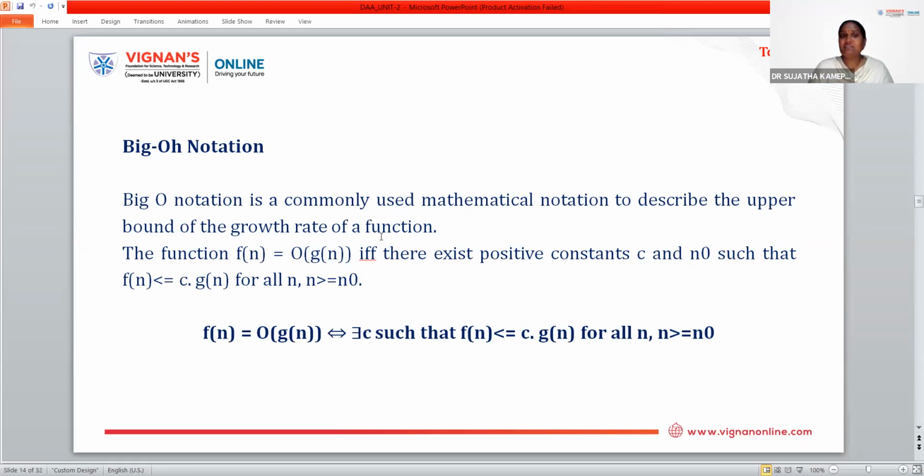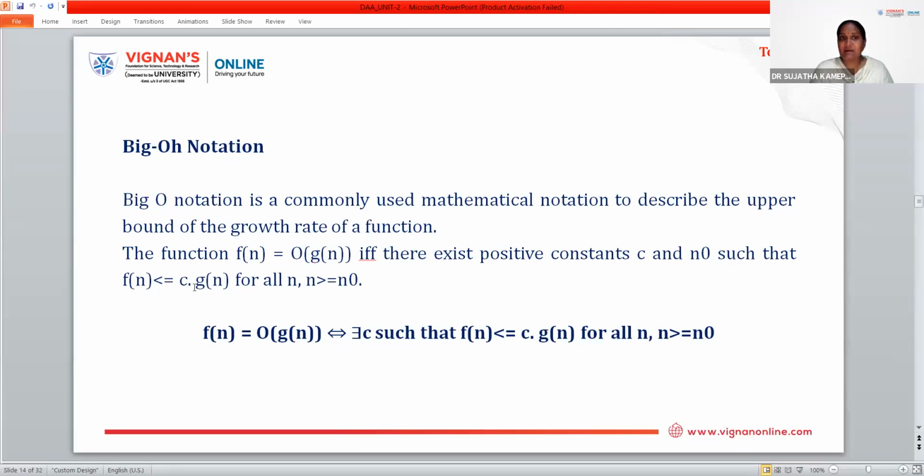A function f of n is equal to big O of g of n. Here, we need to read it as f of n is equal to big O of g of n, if and only if there exist two positive constants c and n naught such that f of n is less than or equal to c into g of n. Definitely the function should have a lesser value when compared to that of g of n, since we are calling it f of n is equal to big O of g of n, and this represents the upper bound.